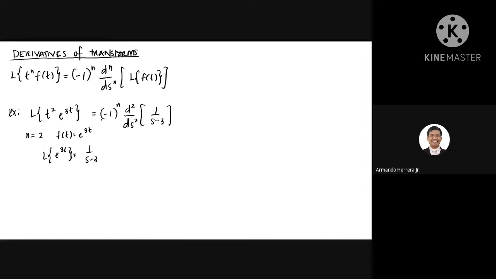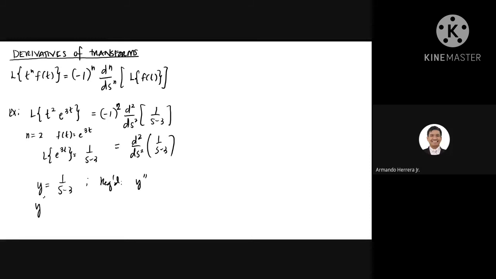So this is negative 1 raised to the n, that is 2, which is positive 1. Then what we are going to do is to take the second derivative with respect to s of 1 over s minus 3. So taking the first derivative, let y be equal to 1 over s minus 3. So the required is y double prime because that is what we are looking for.